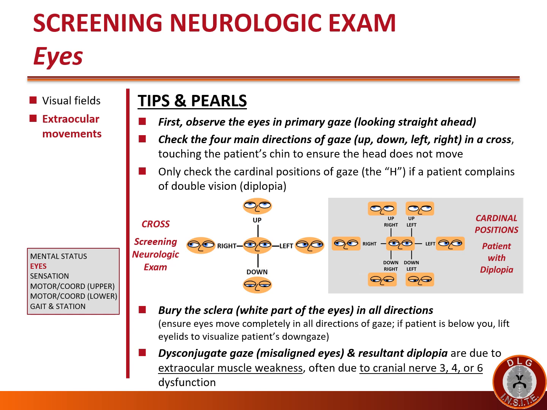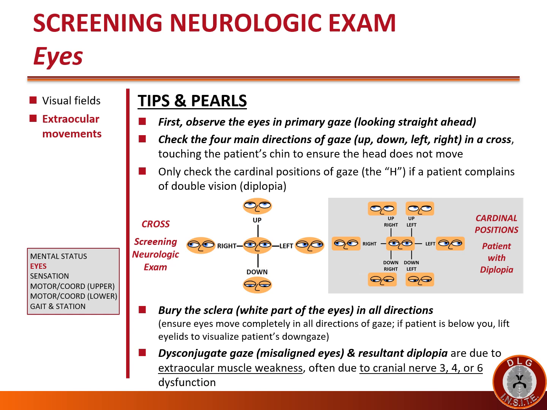Tips and pearls. Eyes, extraocular movements. First, observe the eyes in primary gaze, looking straight ahead. Then check the four main directions of gaze, up, down, left, and right in a cross, touching the patient's chin to ensure the head does not move. Only check the cardinal positions of gaze, the so-called H, if a patient complains of double vision, which is also known as diplopia. Note that in the screening neurologic exam, as the cartoon shows, you just check up, down, left, and right.